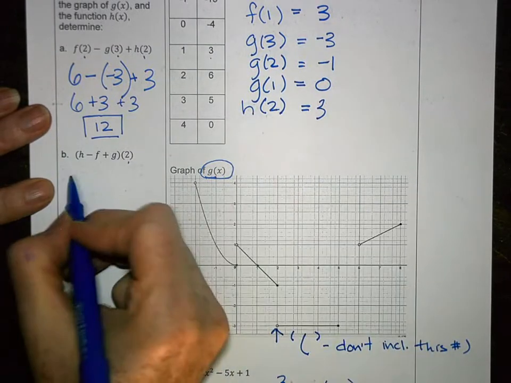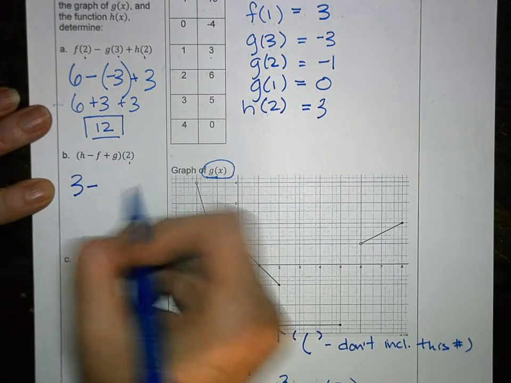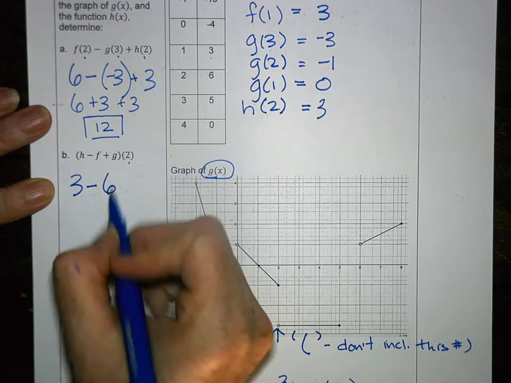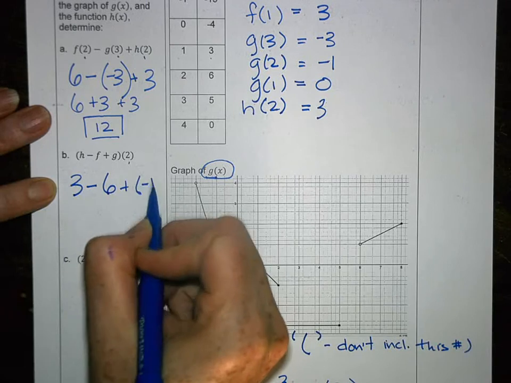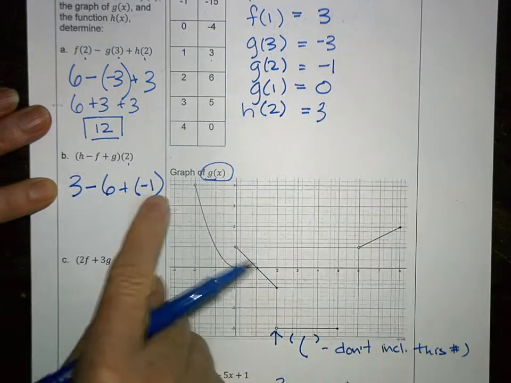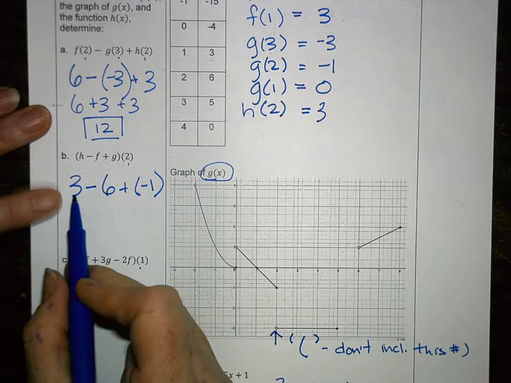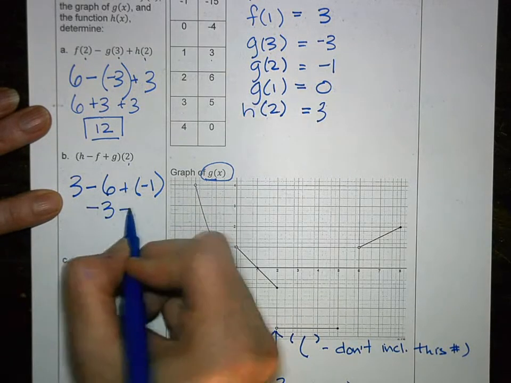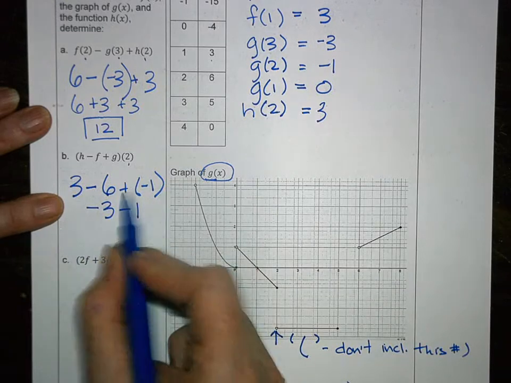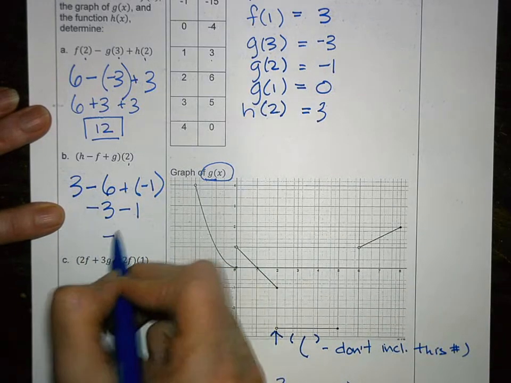Okay, so h at 2 is 3 minus f at 2, 6, and plus g at 2, plus a negative 1. Now this doesn't change the sign. This is just 3 minus 6, which is negative 3, minus 1, right? You can either way add a negative 1 or subtract 1 and you still get negative 4.